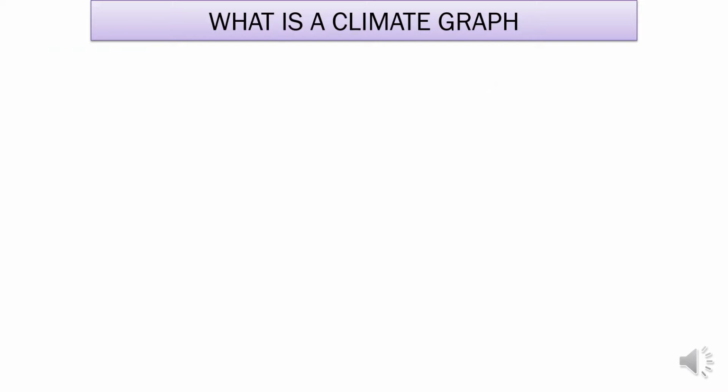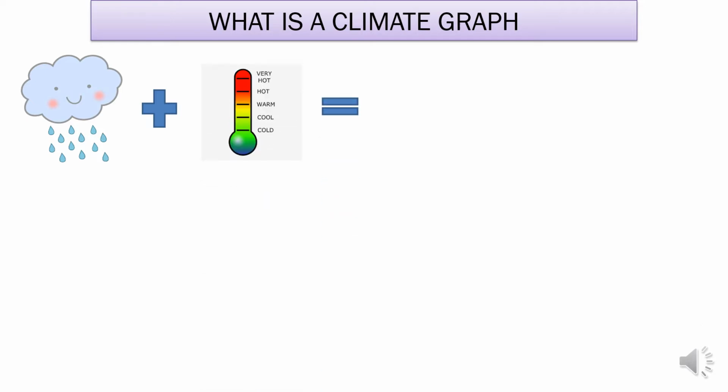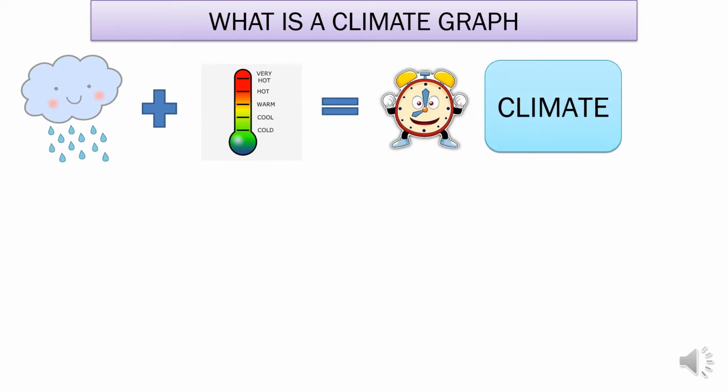We now need to look at what a climate graph shows us, and to do this we're going to remind ourselves of what the word climate means. So climate just means, on average, how much does it rain? What's the temperature like, hot or cold, over time? So it's based on data that's collected over at least 30 years. And this gives us our climate.